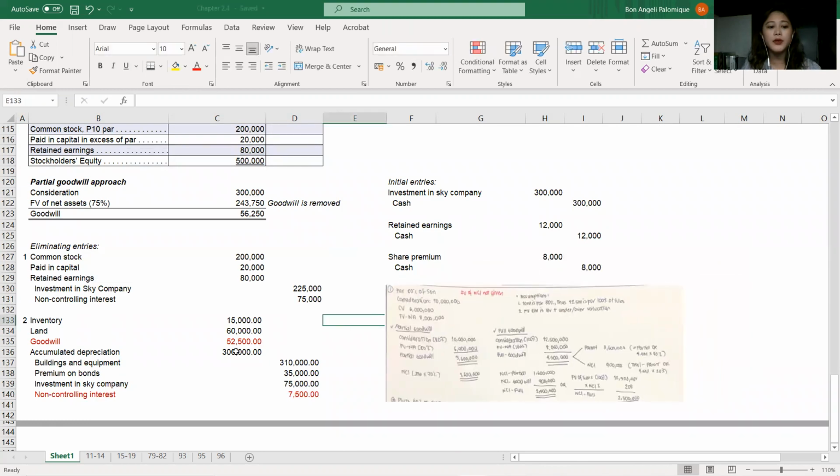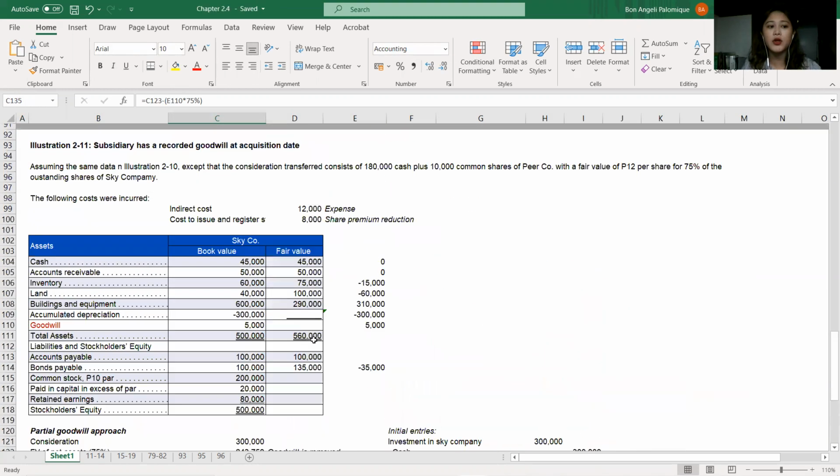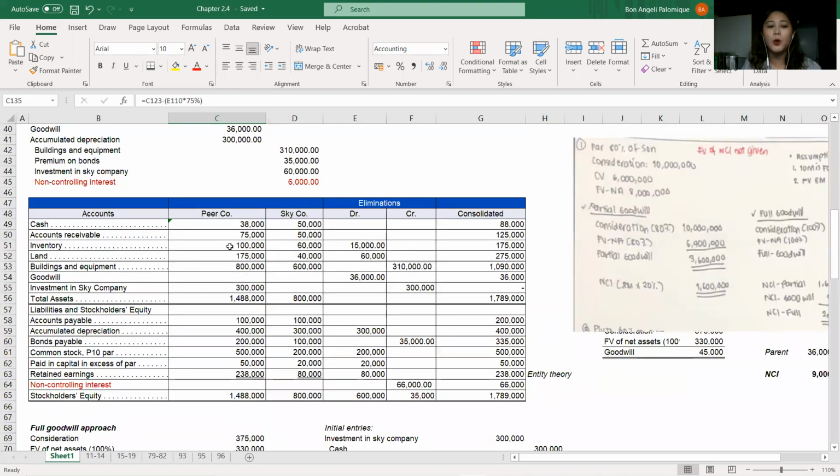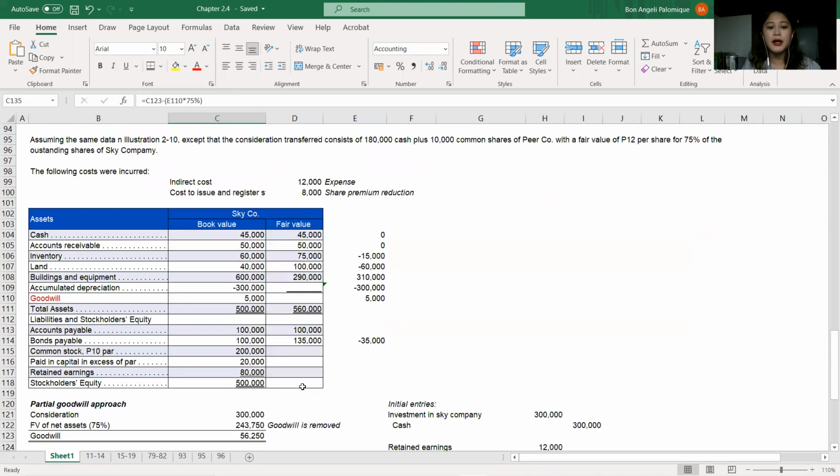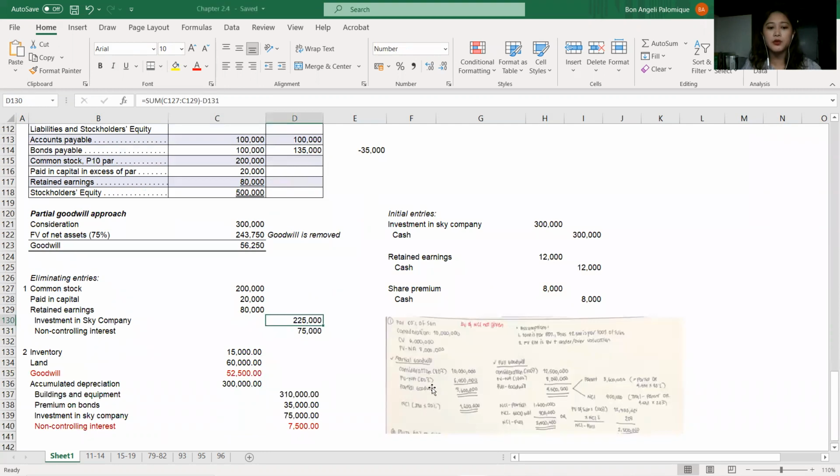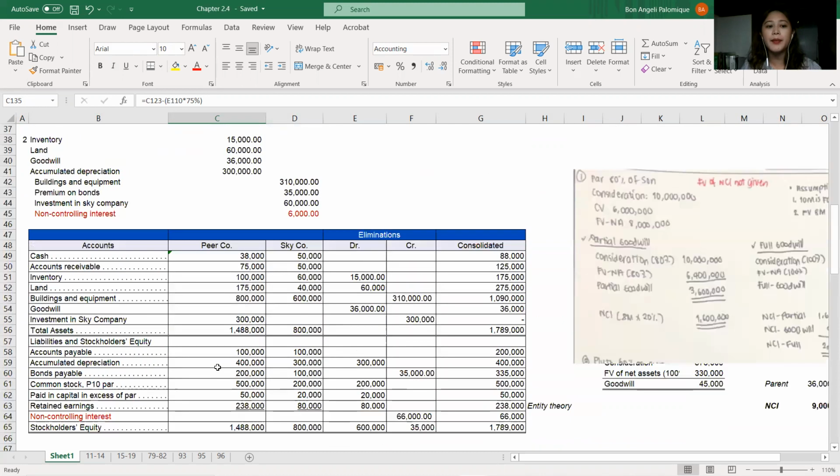Okay, so mako-complete mo na yung elim entries, then gagawin mo na lang din ulit yung plotting mo ng worksheet. Ayan. So technically, almost same. I-apply mo lang yung natutunan mo about sa NCI. Okay, so magsagot tayo ng ibang problems, no?